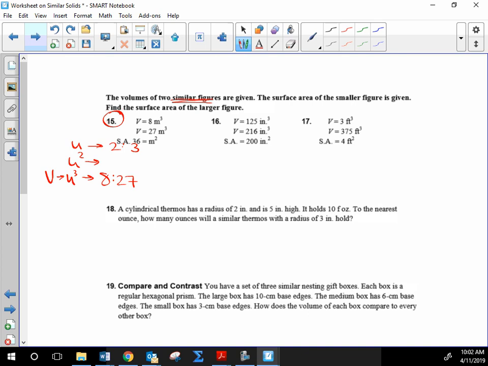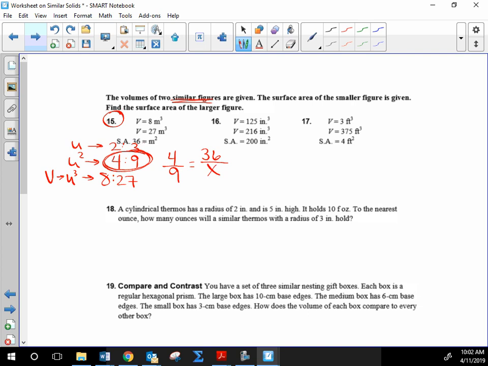But they want to know something about surface area. So surface area is measured in units squared. So I need my ratio for my units squared. 4 to 9. Good. So we had to first get back to units so I could square. So this is the ratio that I'm using here. Okay. They said that they gave us the smaller one. So I'm just going to set up my proportion. I know my small to big simplifies down to 4 to 9. They gave me my small was 36. And they want us to find the large one.